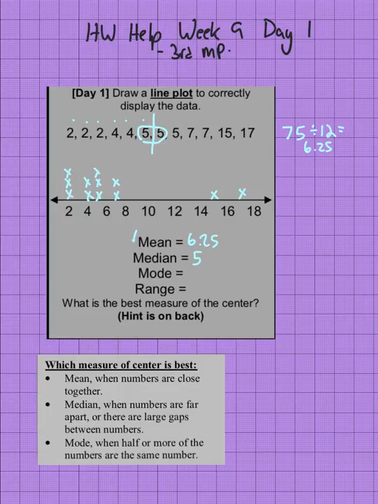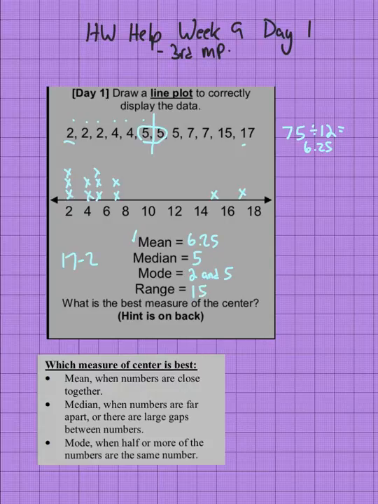Mode is the number or numbers that occurs the most. This is where I think it's easier to use the line plot. So I notice there are 3 2s and 3 5s, so that means the mode is 2 and 5. There's 2 of them. And range, big minus little. So the biggest number is 17, the smallest number is 2. 17 minus 2 is 15.